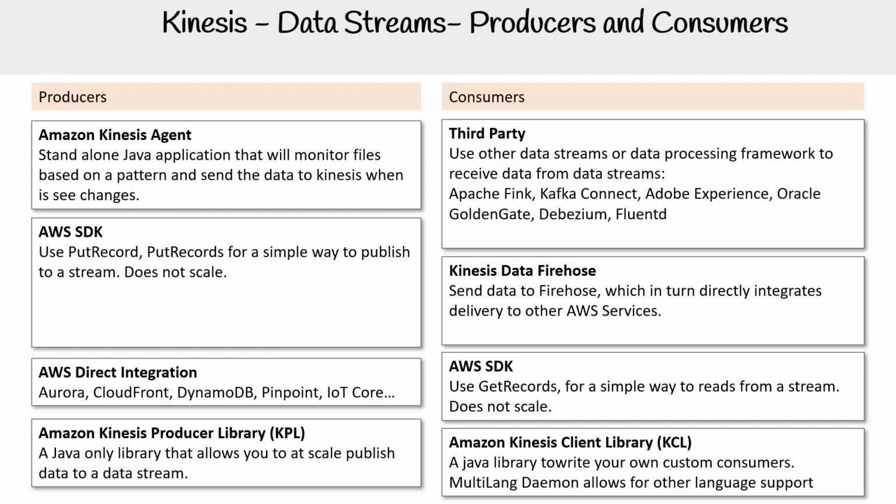But what's interesting is that it has this multi-language daemon, so it allows you to actually leverage the Java underneath in another language. So they have this for Python and for Ruby, maybe for other languages. You can probably get away with not writing a producer if you're using direct integration or the Kinesis agent. You don't really have to learn how to write Java, but for consumers, you absolutely have to write code, and so they gave you more flexibility here.